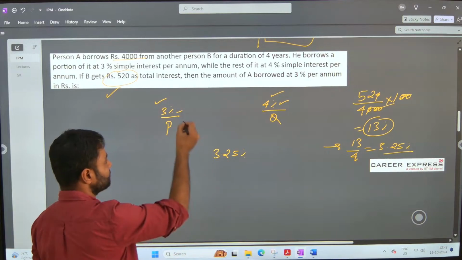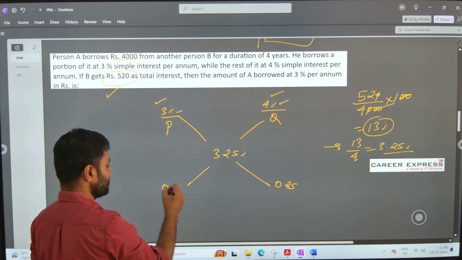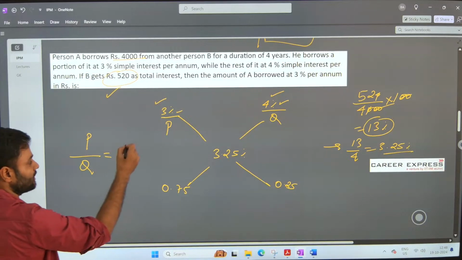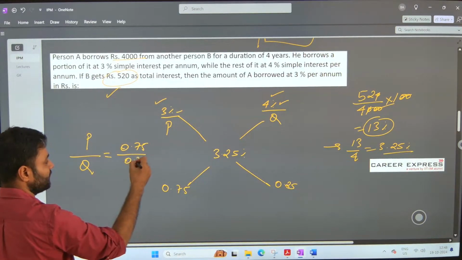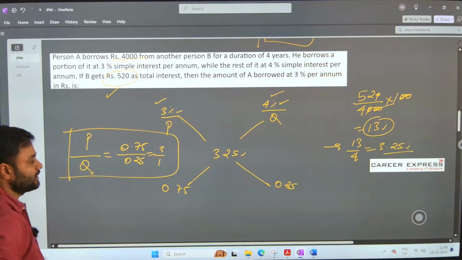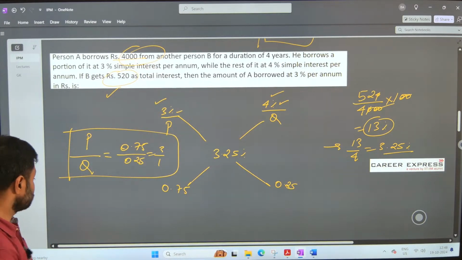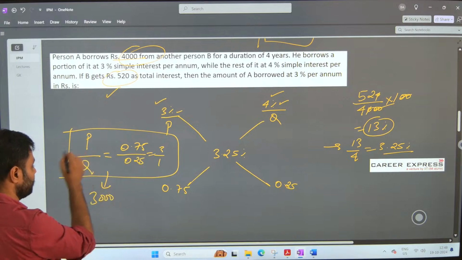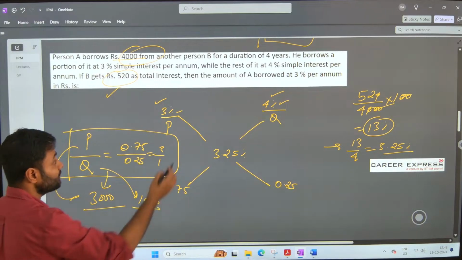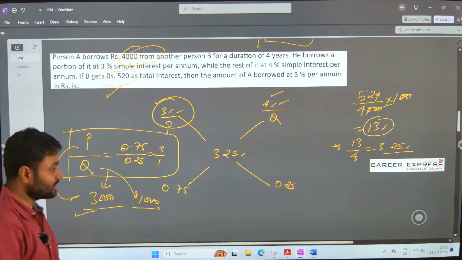As we do in allegation, we will write the difference of this, 0.25, here and the difference of this, 0.75, here. So we can say the amount P and amount Q will be in the ratio of 0.75 and 0.25, which is 3 by 1. So amount P and Q were divided in the ratio of 3 and 1. That means 4,000 rupees is divided in the ratio of 3 and 1. So that should be 3,000 for P and 1,000 for Q. We needed to find the amount that was given at 3%, so that is 3,000. So that is the answer. Thank you.